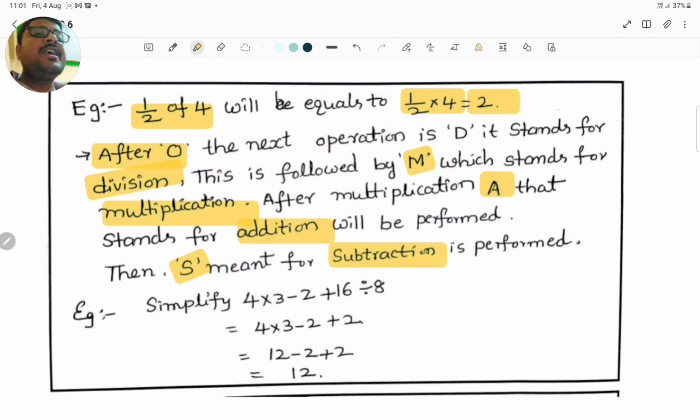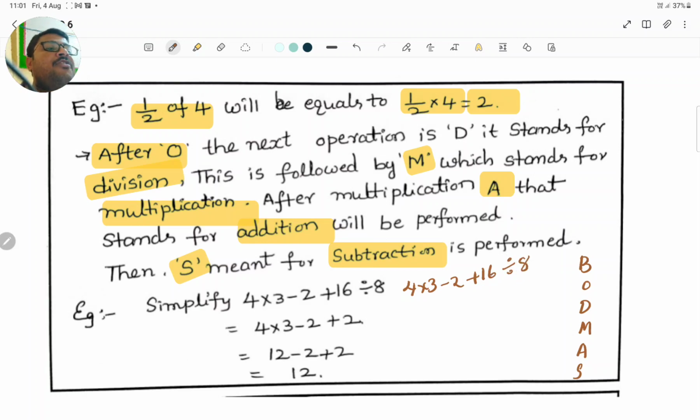For example, let us do a problem: first bracket, of, division, multiplication, addition, subtraction. Here 4 into 3 minus 2 plus 16 divided by 8. First of all we have to observe: is there a bracket? No brackets. Is there of? No of. Division is there, so first we consider the division. 4 into 3 minus 2 plus 16 divided by 8. 16 divided by 8, we will get 2.